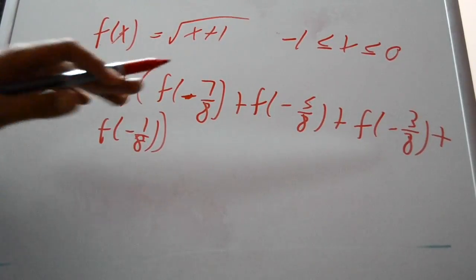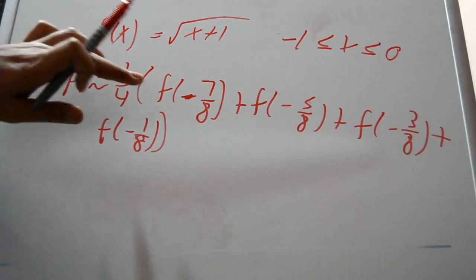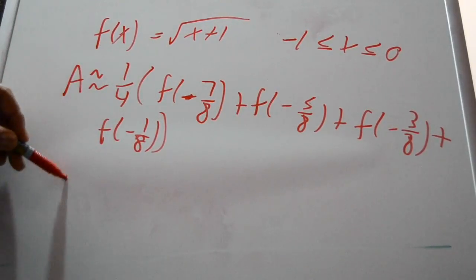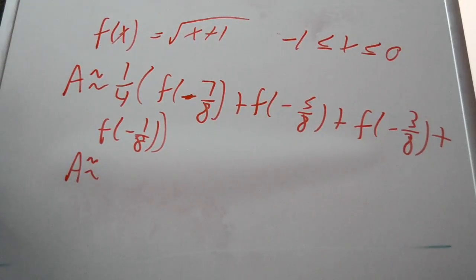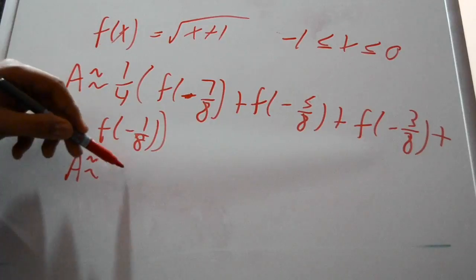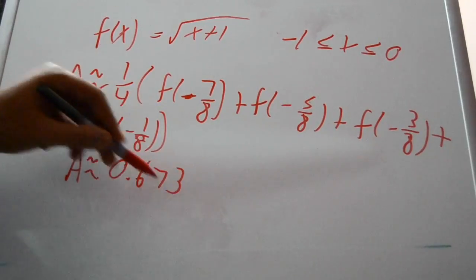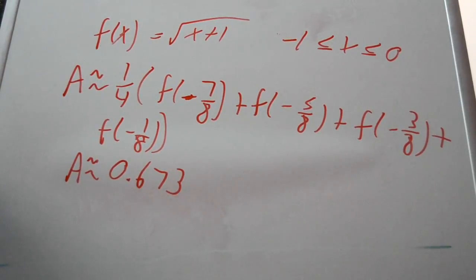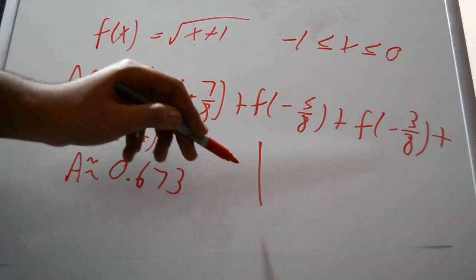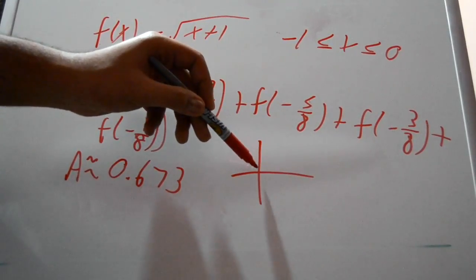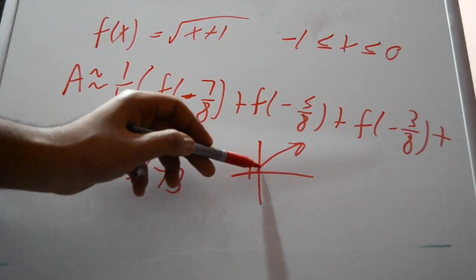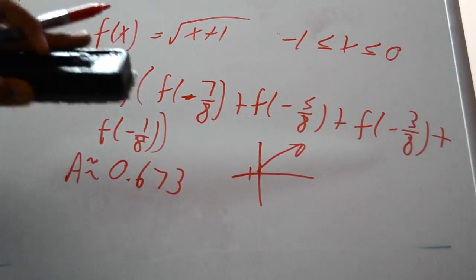We close the bracket and solve this, putting every point back into the original function and multiplying by 1 over 4. We will get an area of approximately 0.673. That is the area under that curve. If you have a rough understanding, it's going to look something like that, going from negative 1 to 0.